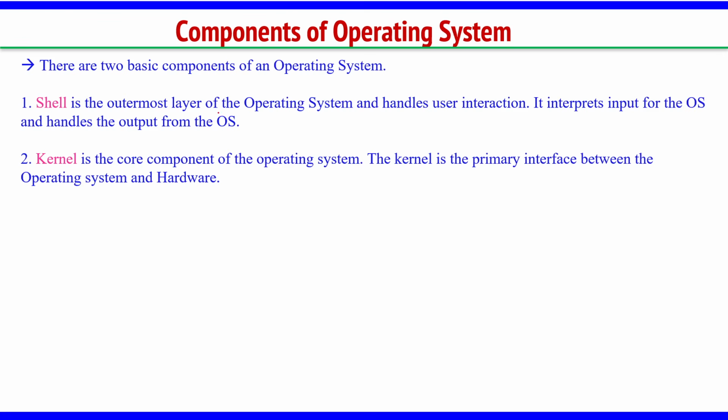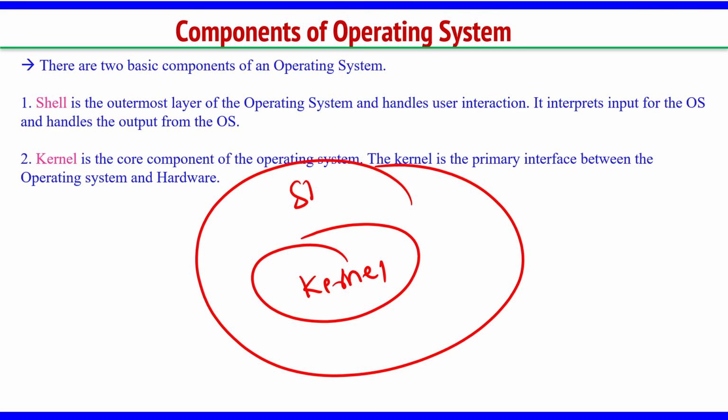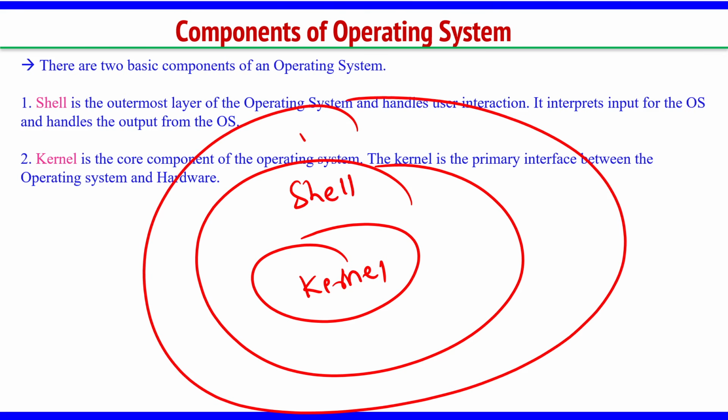The shell is the outermost layer of the operating system and handles user interaction. So basically it is something like this. Kernel is here, and then we have the shell. On top we have users. Every activity in the operating system is taken care of by the kernel. So users have to interact with the kernel, but they cannot do it directly. They can do it only with the help of the shell.